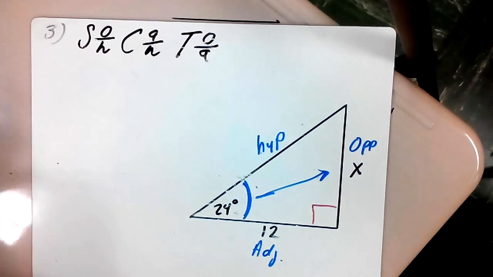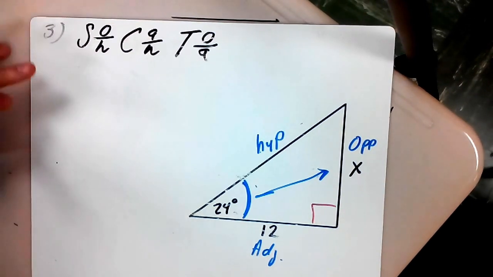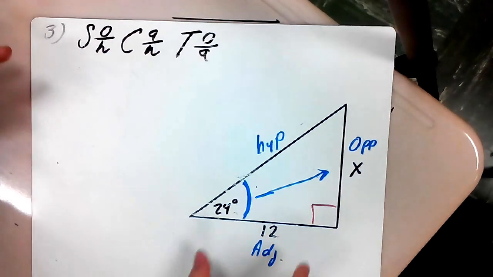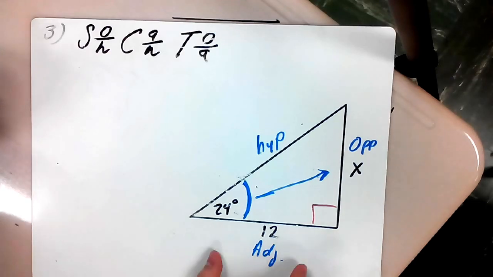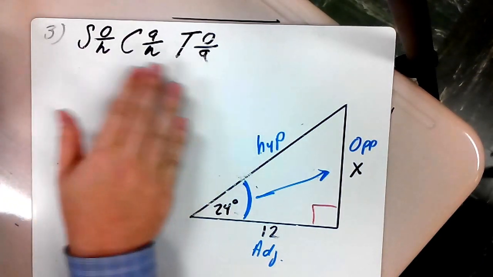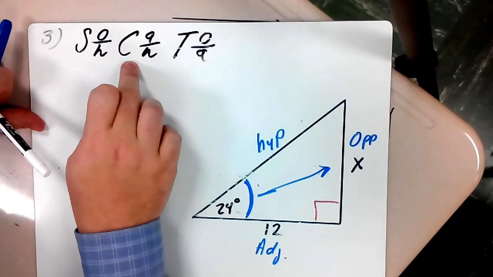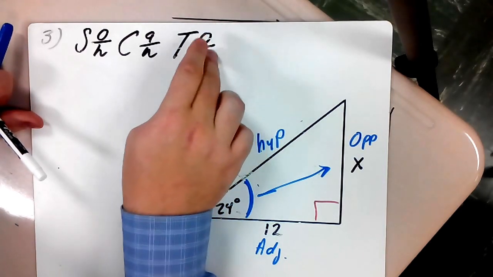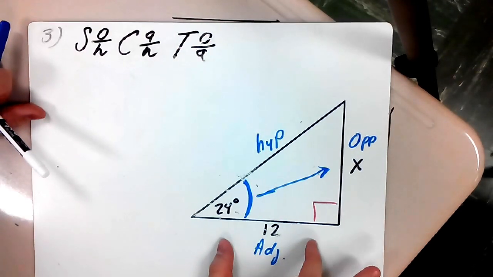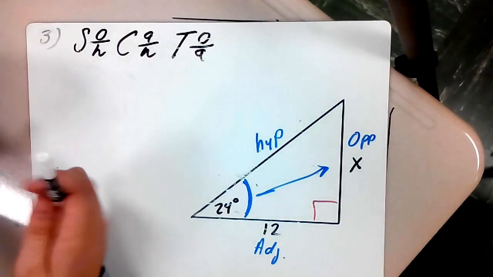From there, I have to look at what they give me and what I need to find. They gave me the adjacent leg and want me to find the opposite leg. When I look at these, I have sine, which is opposite over hypotenuse, cosine, which is adjacent over hypotenuse, and tangent, which is opposite over adjacent. They gave me the adjacent and want the opposite, so I'm going to use tangent.